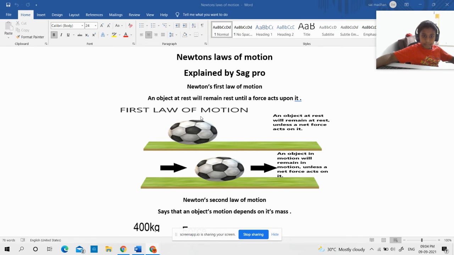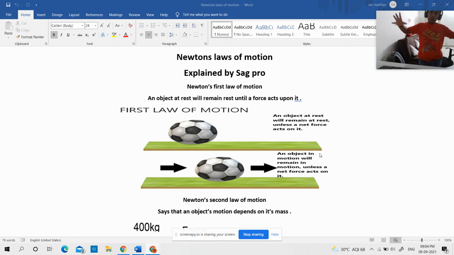And this is the image for Newton's first law of motion. An object at rest will remain at rest until a force acts upon it. For football, an object at rest will remain at rest until a net force acts upon it. If you see, when a football is at a place, it can't go by itself. You have to kick it. The more the energy, the farther it will go. And to stop it, someone needs to apply a force. If you keep your leg like this, it will stop, or if it goes into the goal, it will stop.